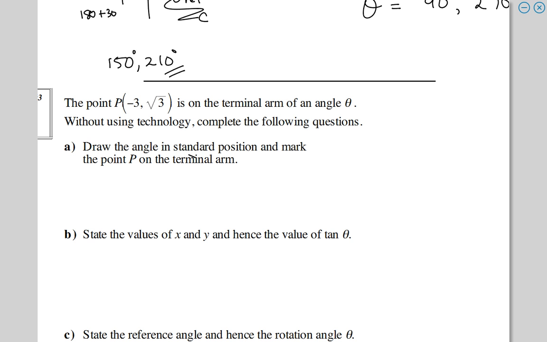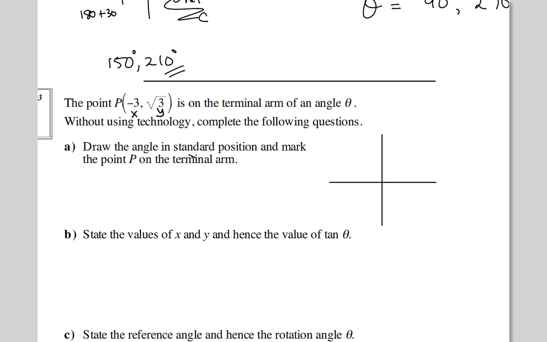Okay, here we go. Some point on an arm. Complete the following questions. Draw the angle in standard position and mark the point P on the terminal arm. Okay, so give yourself a quadrant. Take a look at those points. You have a -3 for x and you have a root 3 for y. So which quadrant are we in? You're left and up. So you're in quadrant 2.